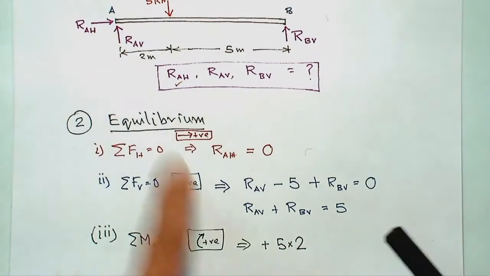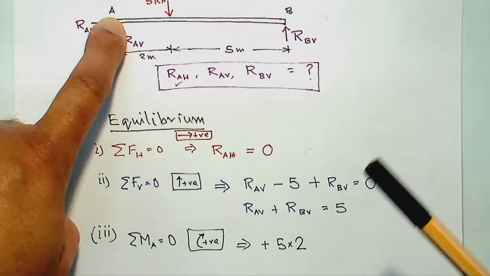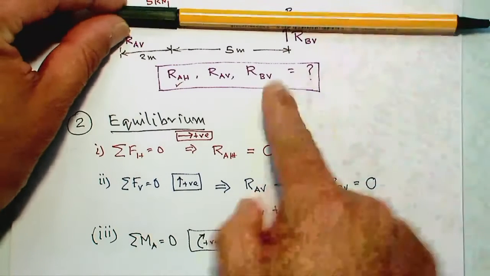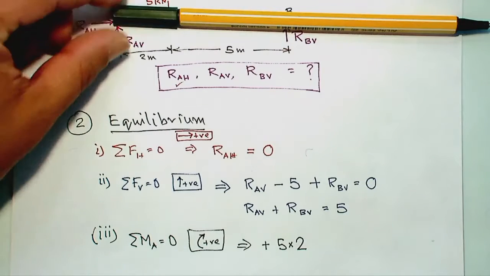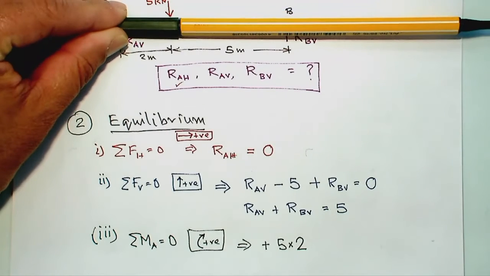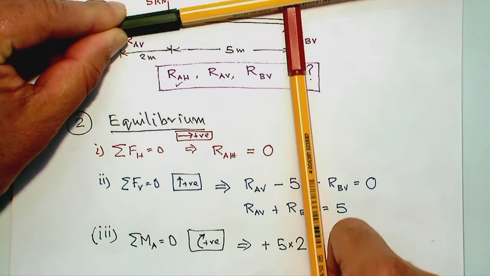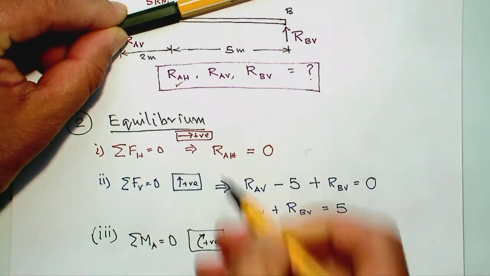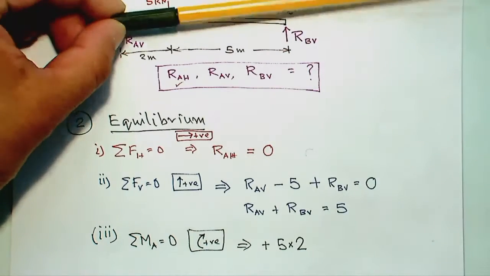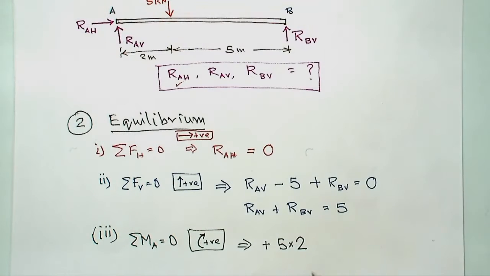So that's the moment due to the 5 kN force about point A. What about the moment due to RBV? Now again, this is the point I'm taking the moment about. So hold your point like a hinge and put the directions of the force. It is moving in the opposite direction of a clock, so that is a minus sign.